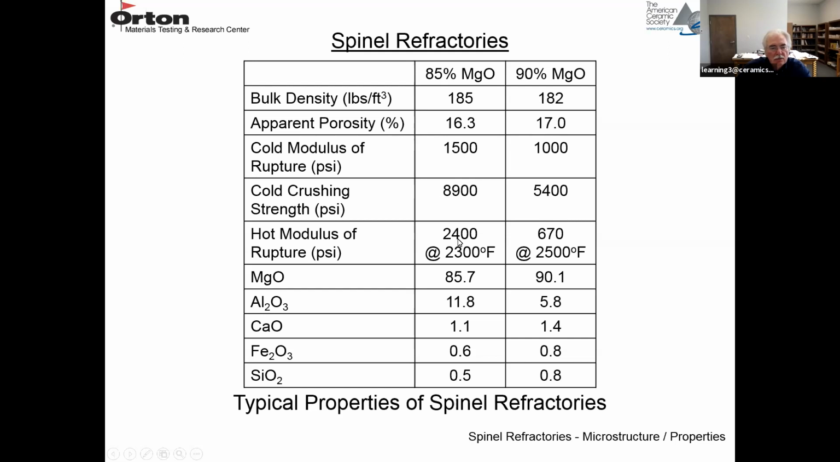And this one has very good hot strength at 2400 at 2300 degrees F. And this one is still reasonable. It's not that high at 670 PSI at 2500 degrees F. So those are the two examples of a magnesia-rich spinel.